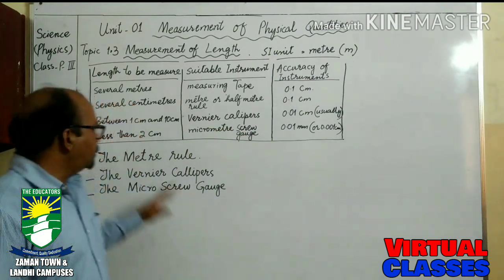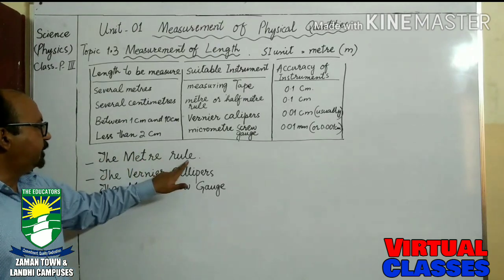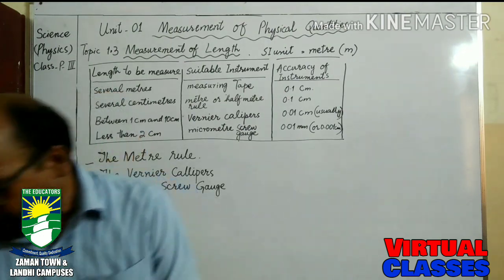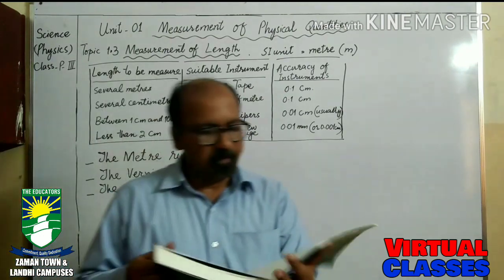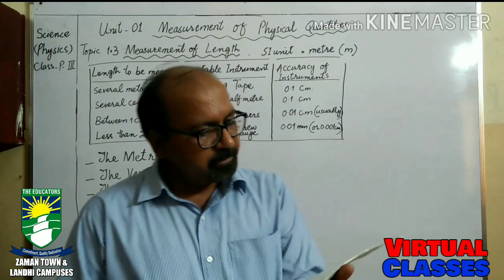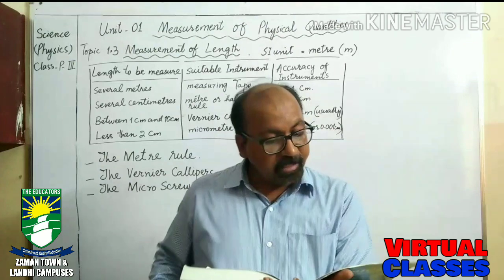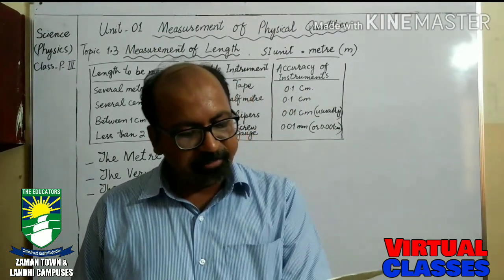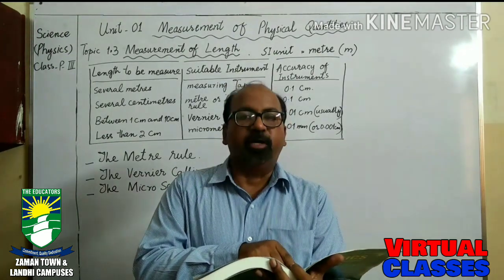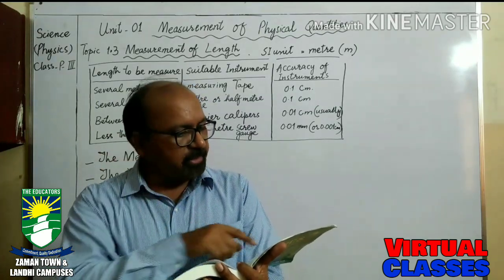So now we are going to discuss these three instruments in detail: the meter rule, the Vernier calipers, the micrometer screw gauge. Come to your book, page number 4, second paragraph. This is meter rule. This instrument is commonly used in the laboratory to measure the lengths of an object, such as wire, or the distance between 2 points.